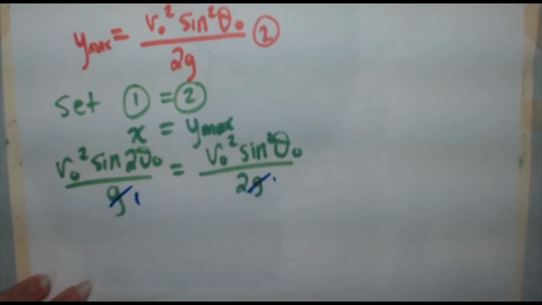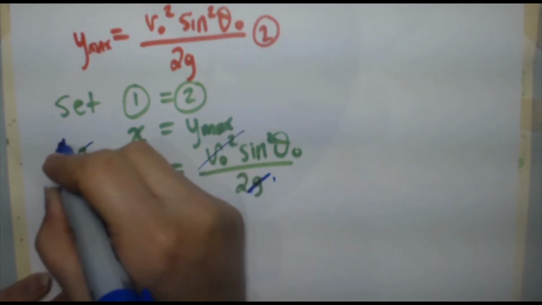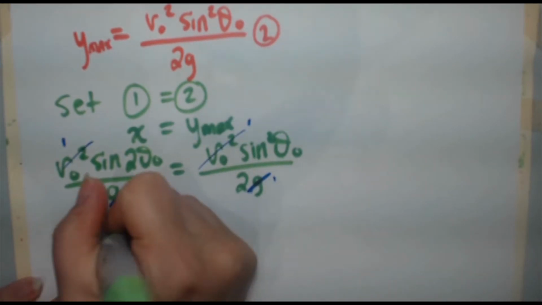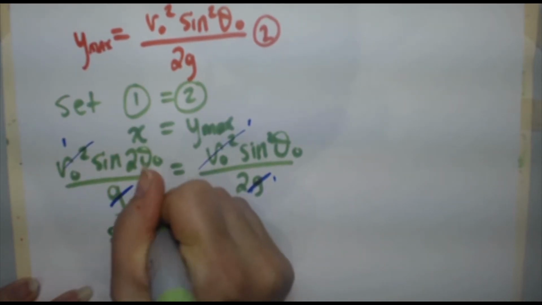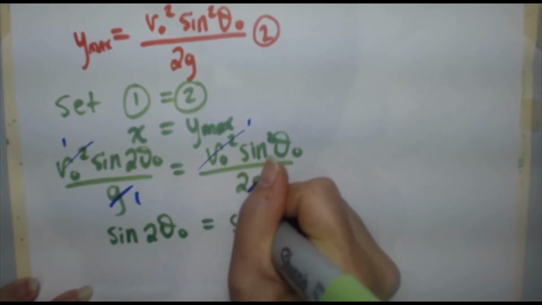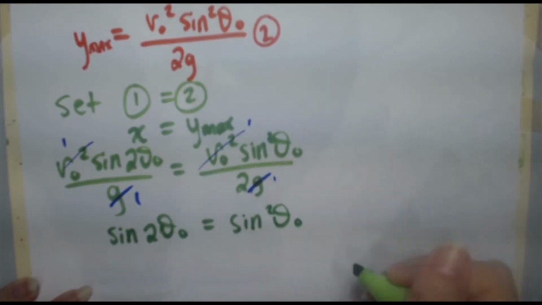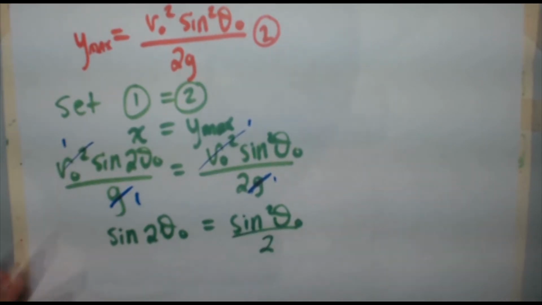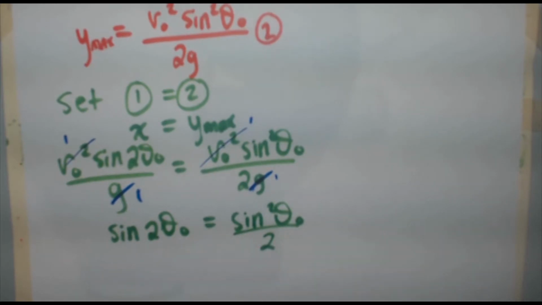All right, let's start making some simplifications, such as a g on both sides in the denominator. Okay, you've got a V naught squared on both sides in the numerator, so those cancel. And you're left with sine 2 theta naught is equal to sine squared theta naught. Oh, this is actually divided by 2. Be especially careful here not to cancel out the sine 2 theta naught with the sine squared theta naught.